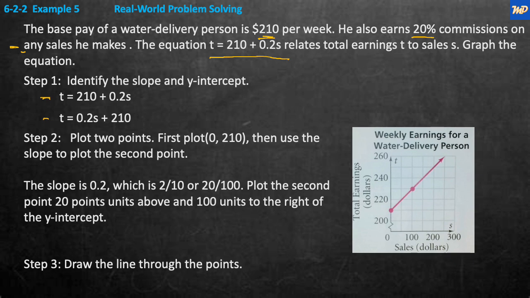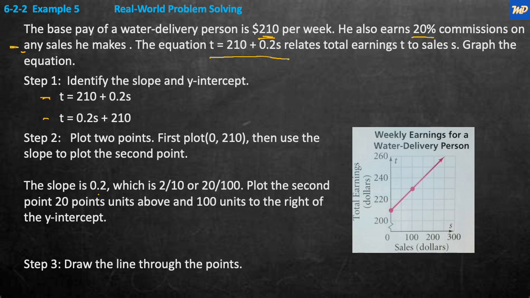So step 2, plot the two points. First point, 0 and 210. They're using the y-intercept. We know that's the y-intercept, and x is always 0 in that case. And then use the slope to plot the second point. So the slope is 0.2.